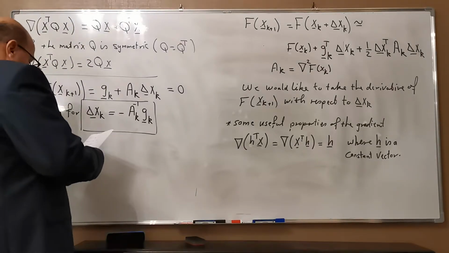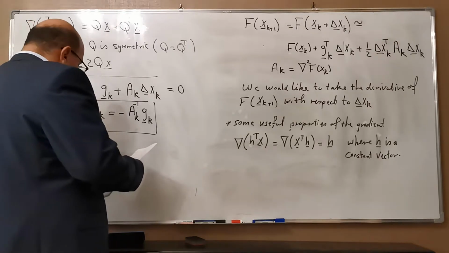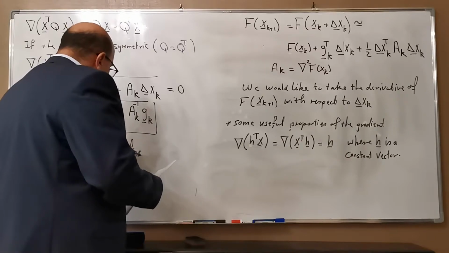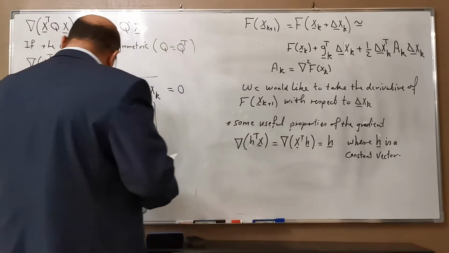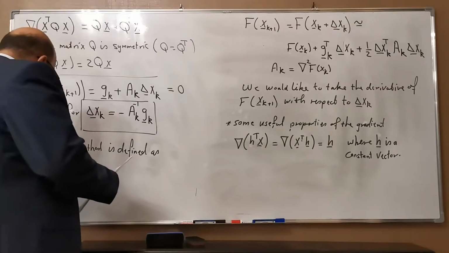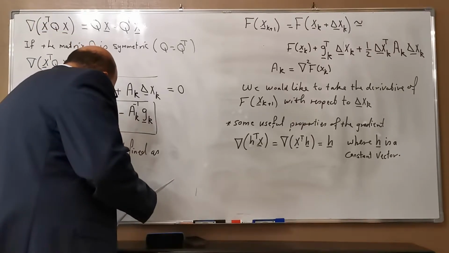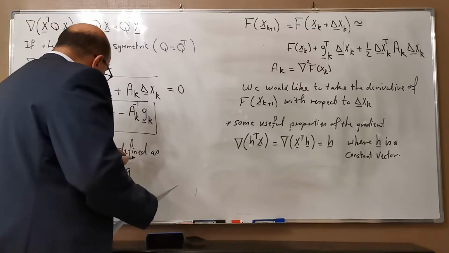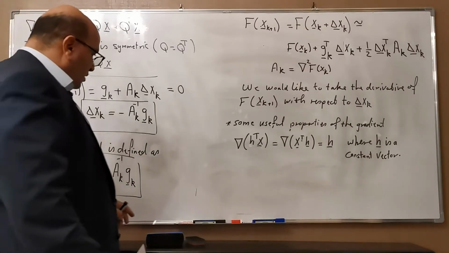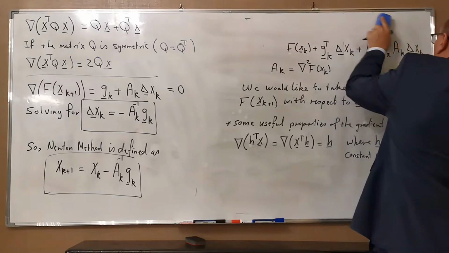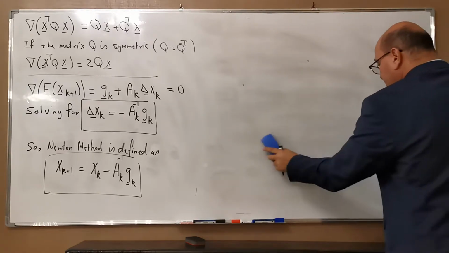So Newton's method is defined as x at k plus 1 is equal to x at k minus A_k inverse g_k. So this is my delta x of k. This is the new step based on the second order information, which is the Hessian. And this is Newton's method. Okay?